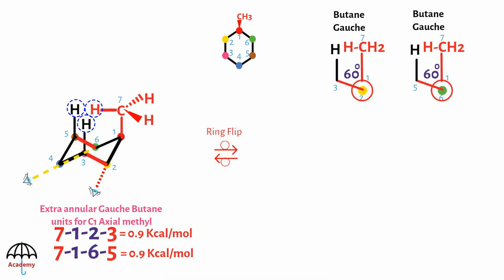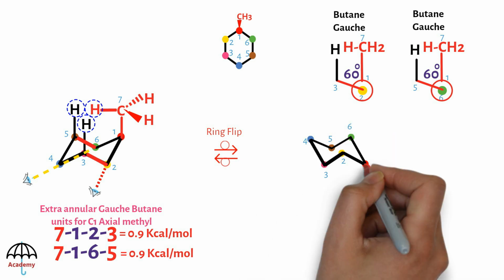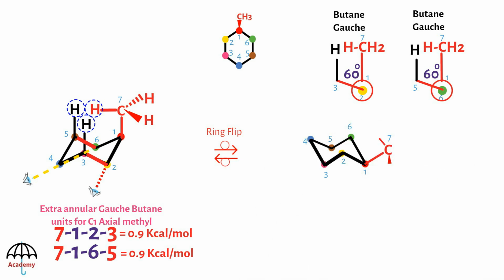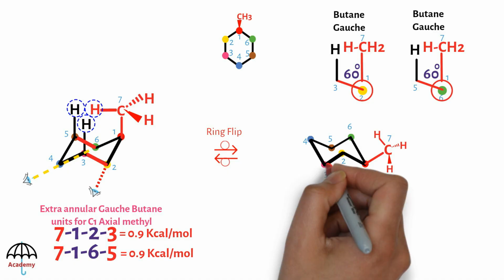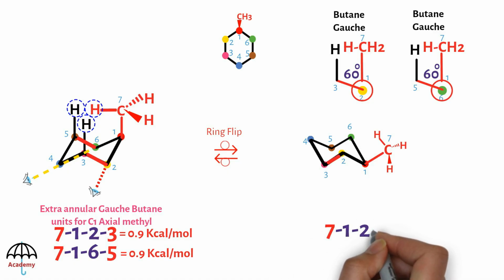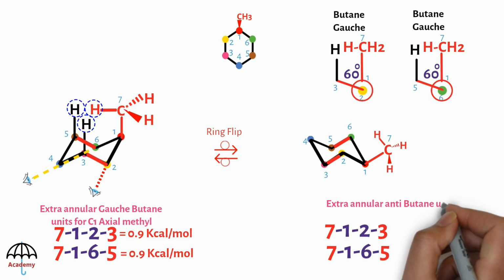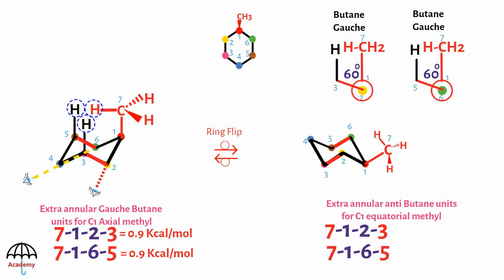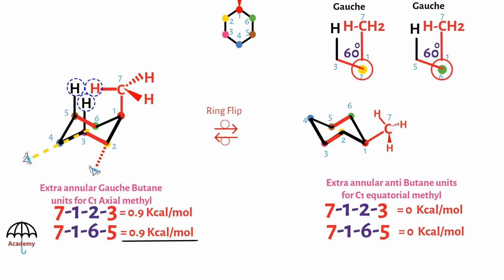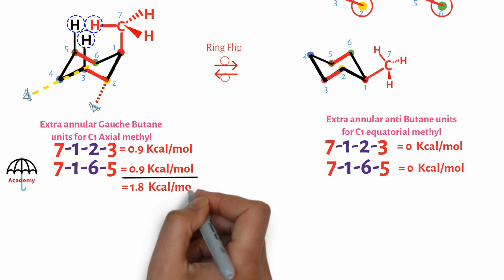Upon ring flipping, the up carbons become down and down carbons become up. The axial up methyl becomes equatorial up. The earlier gauche butane units, C7-C1-C2-C3 and C7-C1-C6-C5, are now anti-butane units in the flipped chair with methyl on equatorial. And we know that anti-butane corresponds to 0 kilocalories per mole. The total expected energy value for 2 extra annular gauche butane units is 1.8 kilocalories per mole.